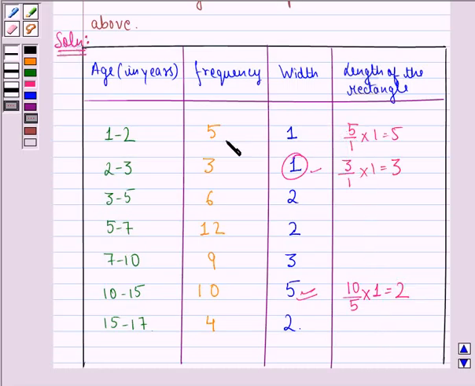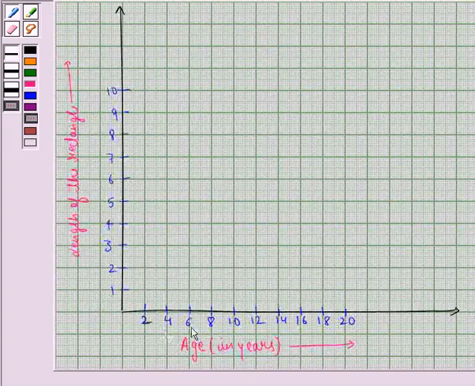So for the first class we have 5 by 1 into 1, it remains 5. Similarly, this remains 3. Now this becomes 6 by 2 into 1, that is equal to 3. This becomes 12 by 2 into 1, that is equal to 6. This is 9 by 3 into 1, that is equal to 3. And this one is 4 by 2 into 1, equal to 2. So this would be the new frequency with which we draw this graph.